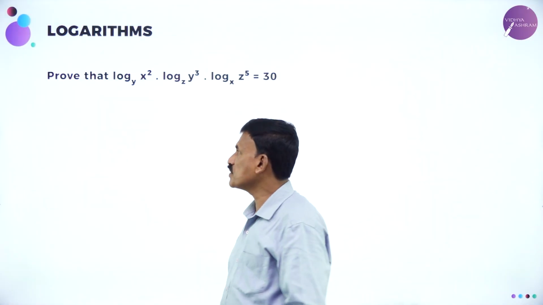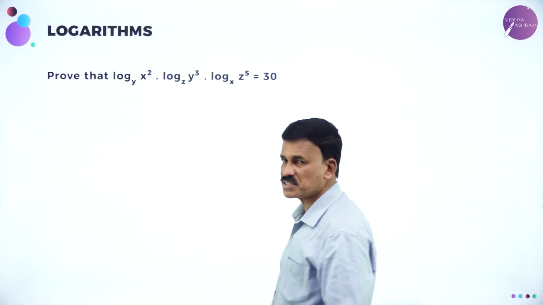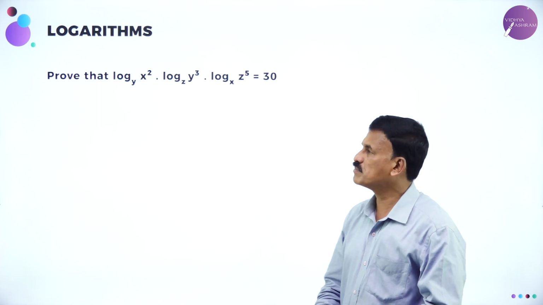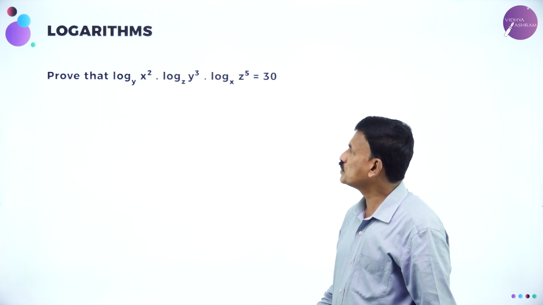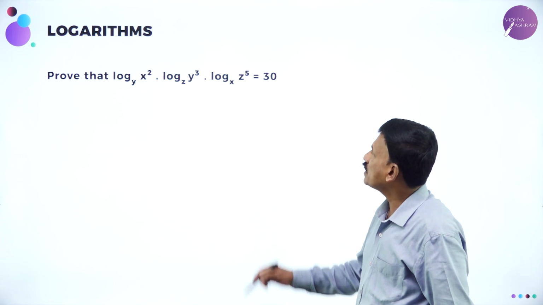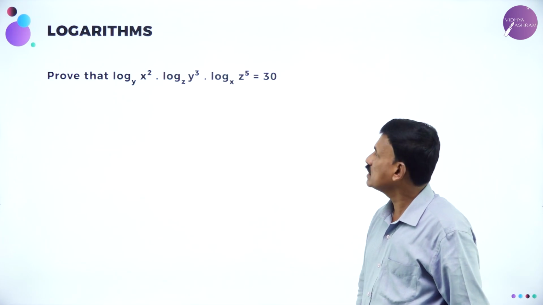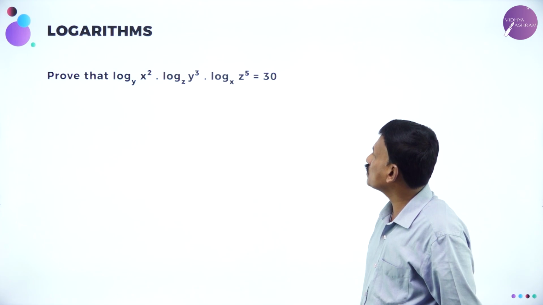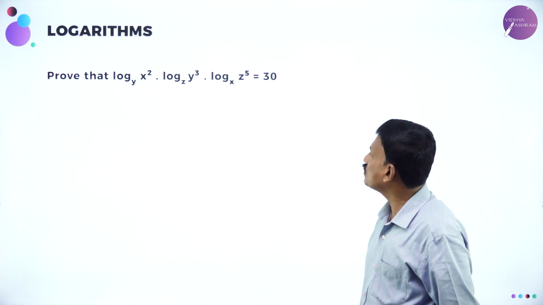Now let us come to the first problem. These types of problems are very important from the point of view of examination. Now what is to prove? Prove that logarithm of x square to base y into logarithm of y cube to base z into logarithm of z to the power of 5 to base x is equal to 30.